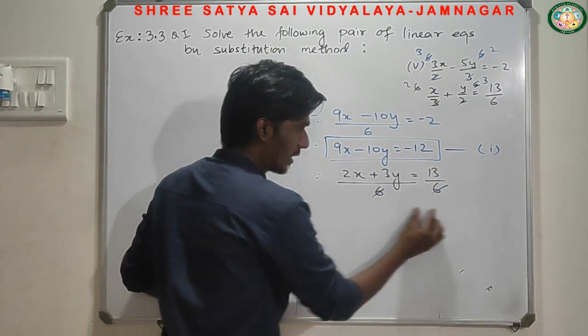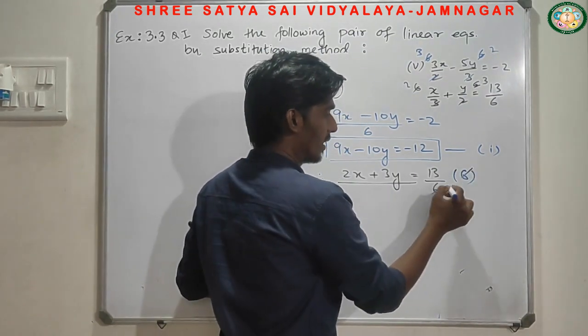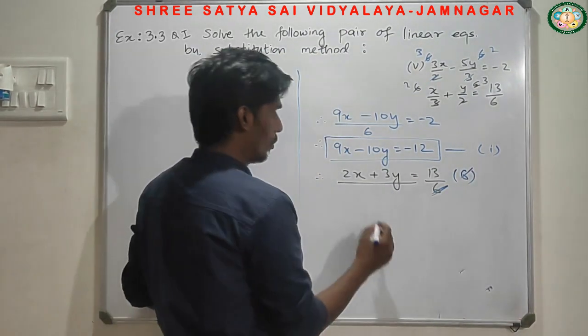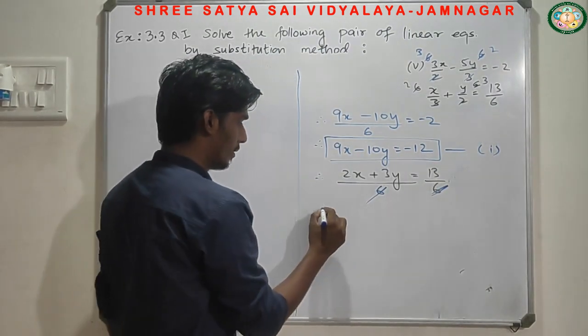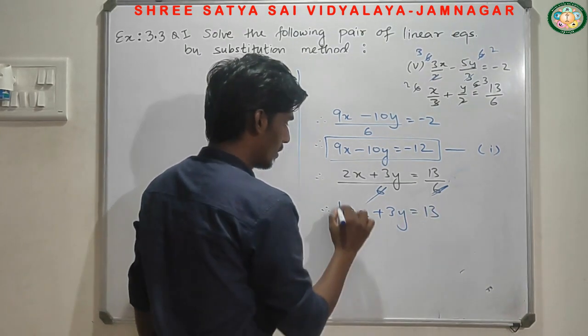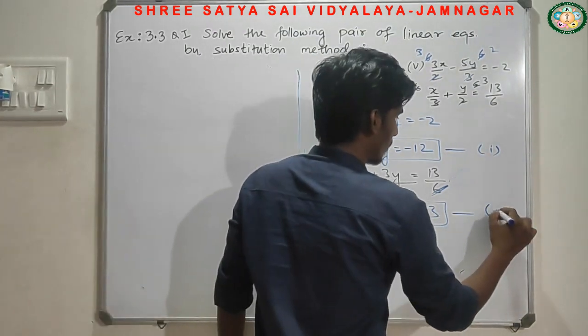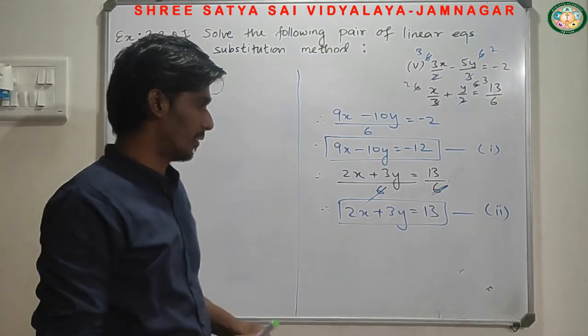Means if I take this 6 over this side, तो कहाँ जाएगा वो? यहाँ पे multiply होगा. And the 6 and 6 get cancelled. So it's what? 6 here get cancelled. So the second equation is, this is equation 2. Now again we have to repeat all the procedure.